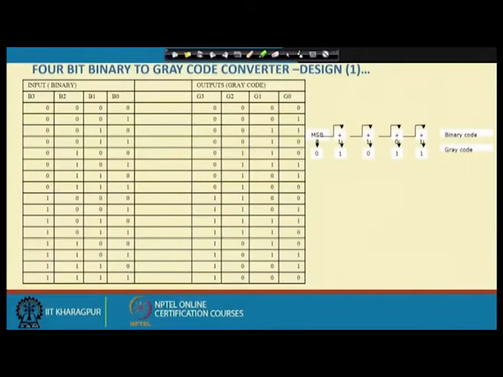Okay, so we were discussing code conversion techniques. Today we will first look into another code converter, which will convert binary code to gray code. Gray code is a special type of code where the successive decimal values differ by only one bit.